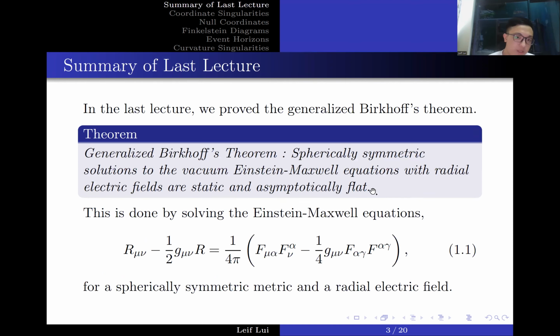So recall, in the last lecture, we proved the generalized Birkhoff's theorem, which states that a spherically symmetric solution to the vacuum Einstein field equation with a radial electric field is static and asymptotically flat. And we've shown the converse of this using black hole uniqueness theorems. So we have not shown it, but I've stated that you can show it using black hole uniqueness theorems. To derive this result, we solve the Einstein-Maxwell equations, which is as follows. And we do this for a spherically symmetric metric and a radial electric field.